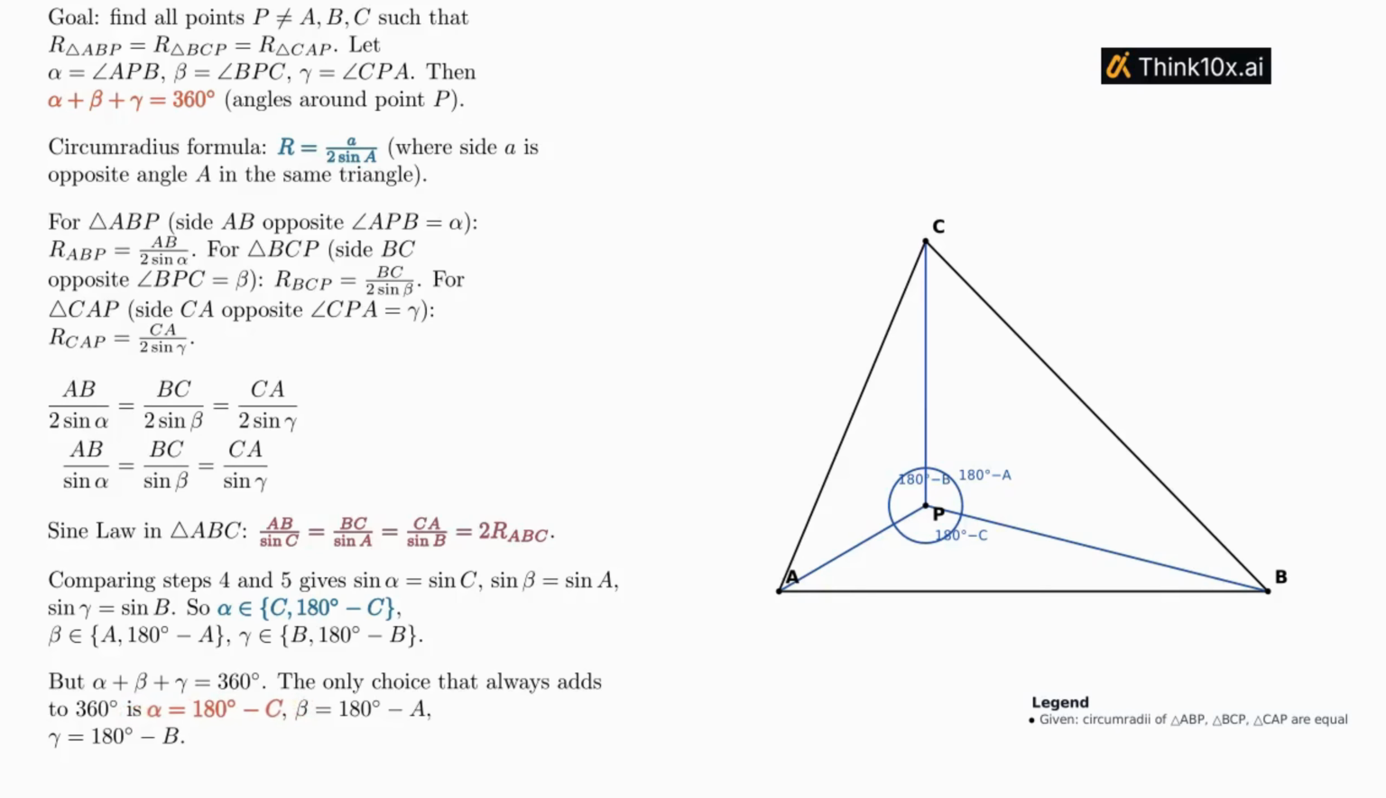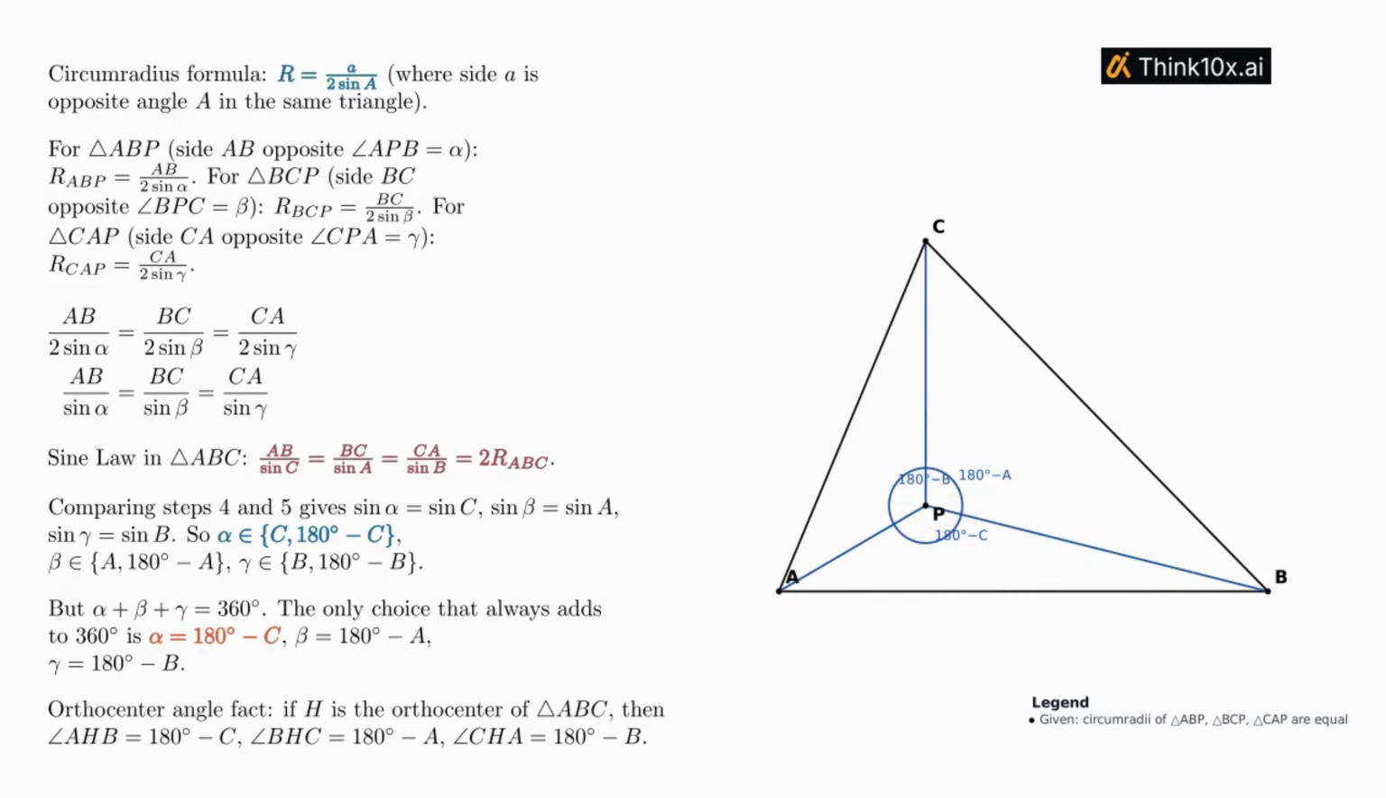These supplementary angle relationships are a classic signature of the orthocenter. The orthocenter is where the three altitudes meet, and that altitude geometry forces the angles at the orthocenter to be supplements of the triangle's angles. So if a point produces these three specific angles with A, B, and C, it must be the orthocenter.